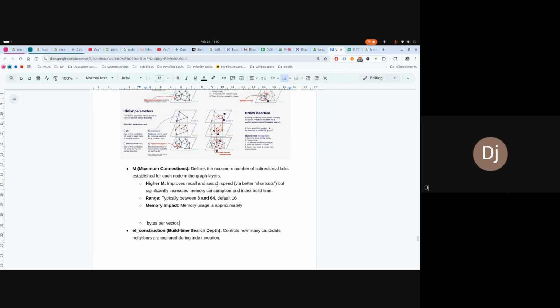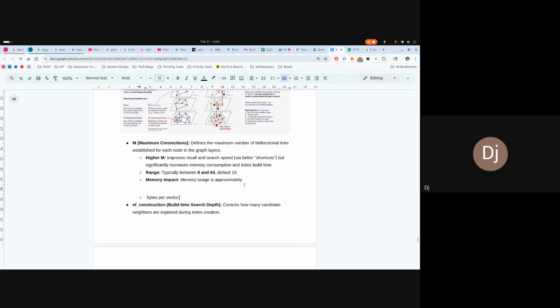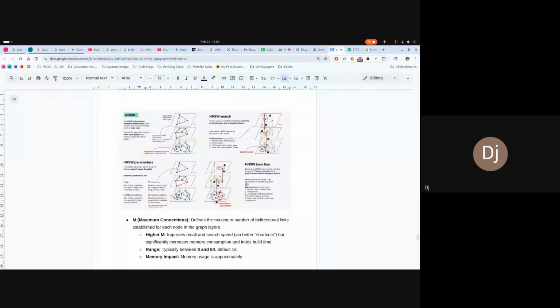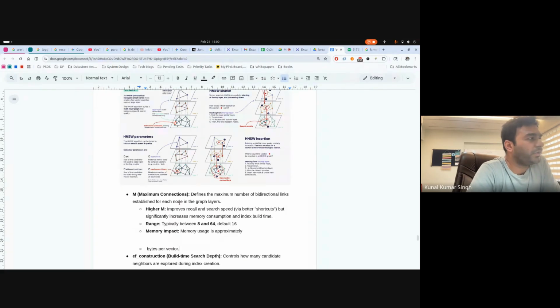Yeah, I was just seeing the table you're saying. M is different in each layer. Layer 0 has M equal to 4. Layer 1 has M equal to 3. Layer 2 has M equal to 2. Okay. हर layer के लिए we can tune it. Yeah.